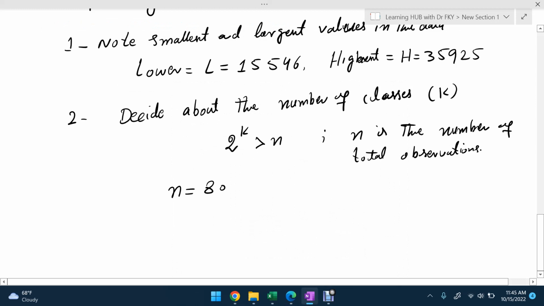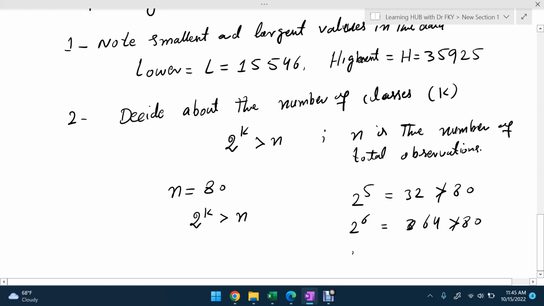Now we need to calculate 2 power k, which is greater than n. Now decide the value of k. For k equal to 5, 2 power 5 is equal to 32, which is not greater than 80. Let's say 2 power 6, which is equal to 64, which is not greater than 80. Now you can set 2 power 7, which is 2 multiplied by 2 multiplied by 2, seven times.